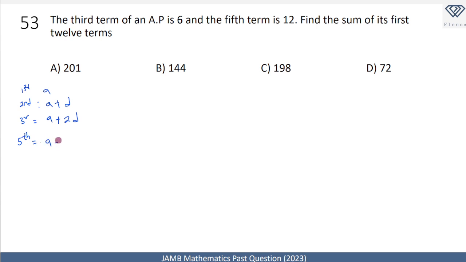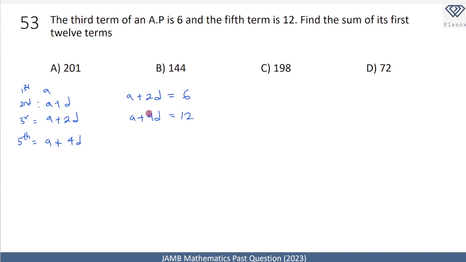A plus what? Plus 4D, because we have the first term A, then plus 4 times the common difference, and our fourth term, which I have skipped, will be A plus 3D. So now, the third term, which is what? The third term is A plus 2D. We are told that that is equal to 6. And the fifth term, which is A plus 4D, we have been told is 12.